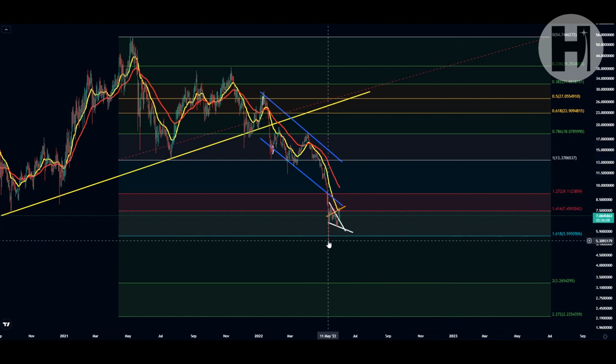Now, if you can see, we did wick a little bit below that. And if you had this Fibonacci retracement set up, just like I did, and I did show you this in my previous update, you would have been filled.